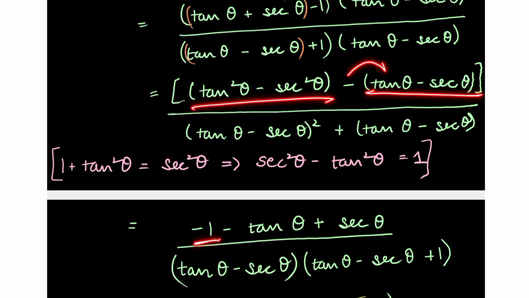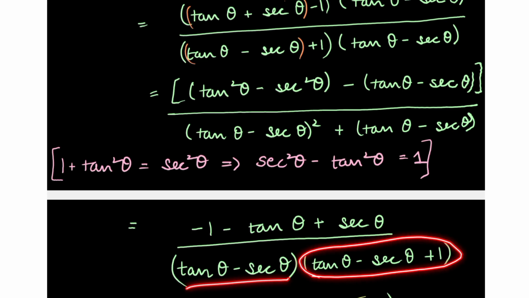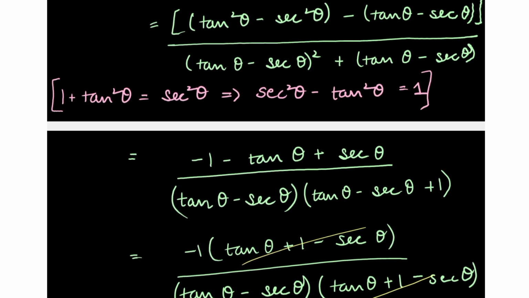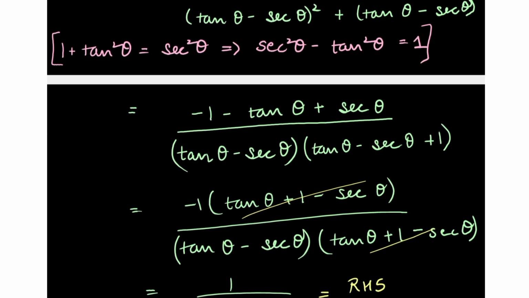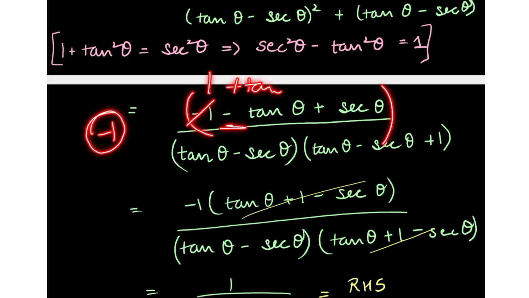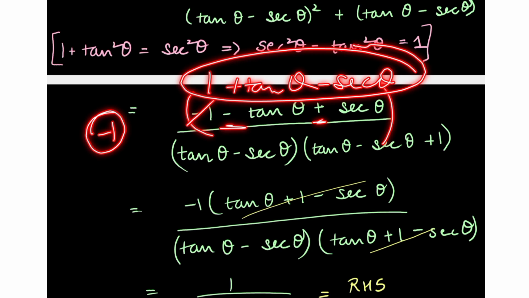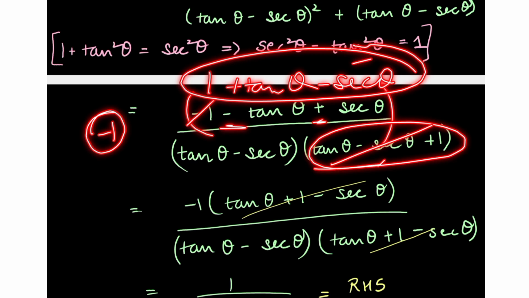This minus goes into the bracket, minus tan theta plus secant theta, and in the denominator we can just take tan theta minus secant theta as common, and tan theta minus secant theta plus 1. This is the same expression as we have here in the denominator. Okay, so we can take minus 1 common out of here. If we take minus 1 common out of here, we get 1 plus tan theta, here minus secant theta, which is the same expression as this one. So we can directly cancel it out.